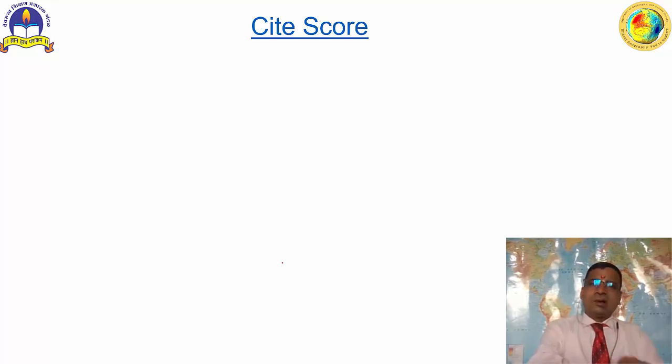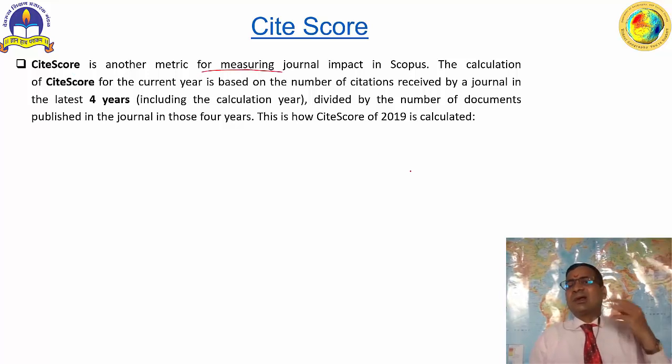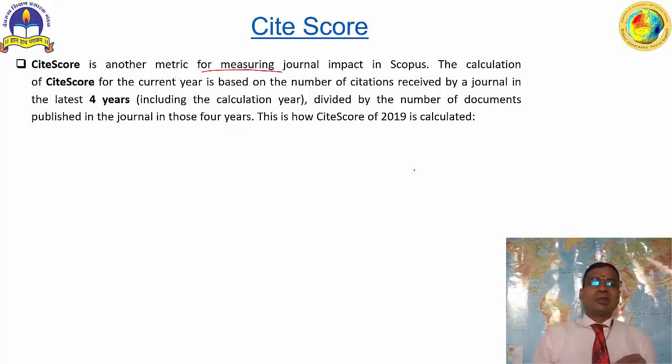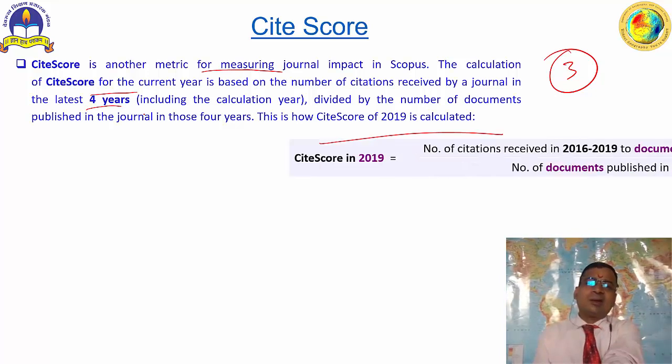There is one another method, that is CiteScore, and generally it is used by Scopus. And CiteScore is another metric of measuring journal impact in Scopus. The calculation of CiteScore for the current year is based on the number of citations received by a journal in the latest 4 years. Previously, it was considering the last 3 years data, but after 2019, it is considering the last 4 years data, that is the number of publications and number of citations during the last 4 years.